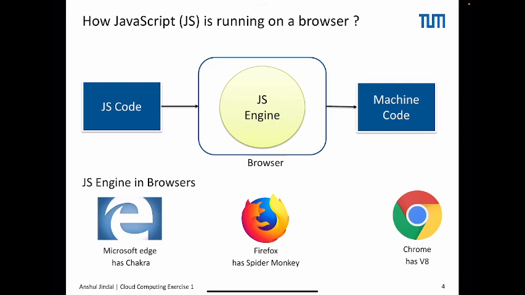So there are different JavaScript engines for different browsers, and that's why if you open a web application or a website in different browsers, it is sometimes shown differently, because they have their own code for converting the code of the application into machine code.